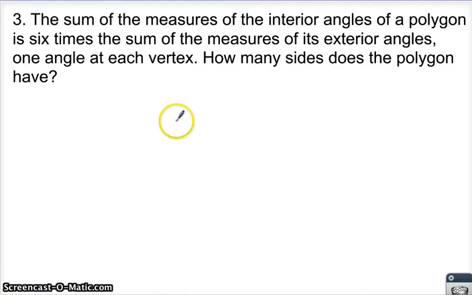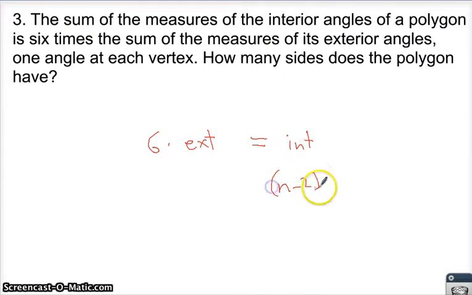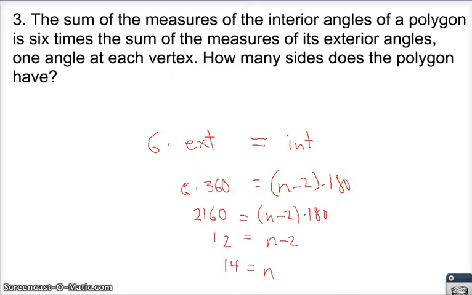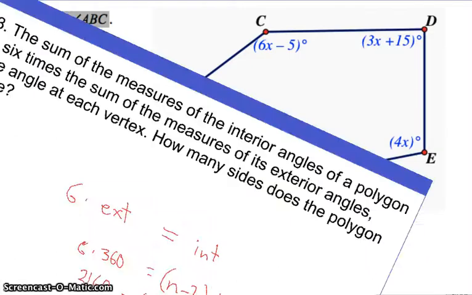All right, so the sum of the measures of the interior angles of a polygon is 6 times the sum of the measures of its exterior. So 6 times the exterior equals the interior. Is that what it says? Yeah. So this is n minus 2 times 180. This is 6 times 360. Let's do some algebra, and we get n equals 14.